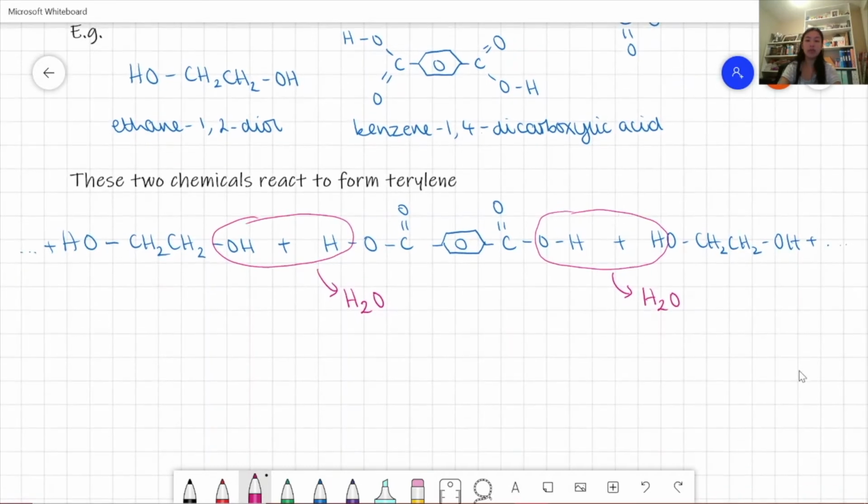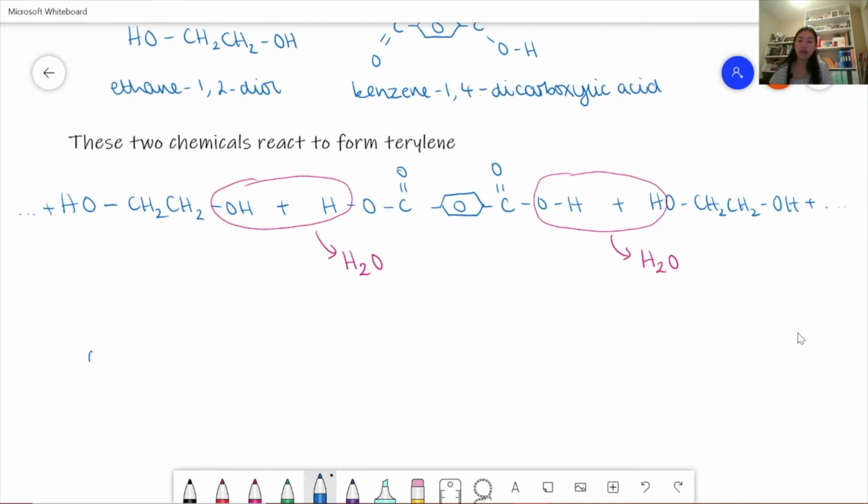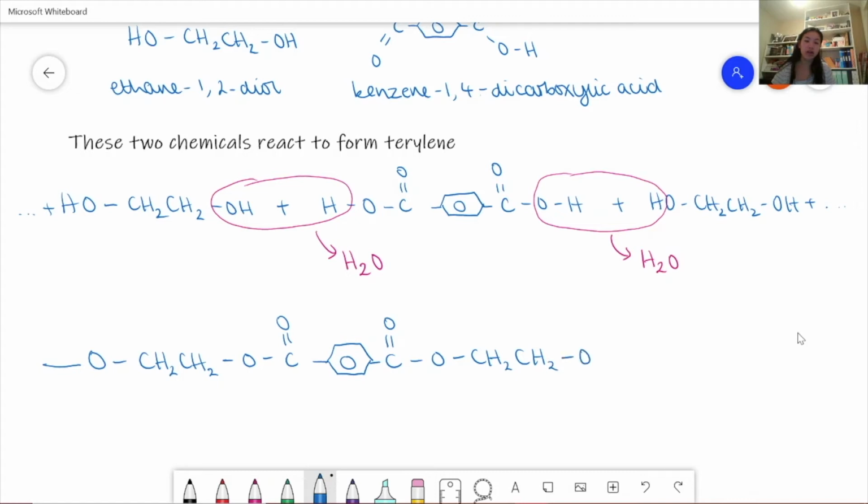And so the polymer we form is one that looks like this. So we have O, CH2, CH2, and that line is just to indicate that it goes on. And then we have O, C double bond O, and then the benzene, and then a carbon double bond oxygen, and then we have another oxygen, CH2, CH2, O, and then dot dot dot. And so now you can see that we have these ester groups that are repeating. So this here is an ester group.